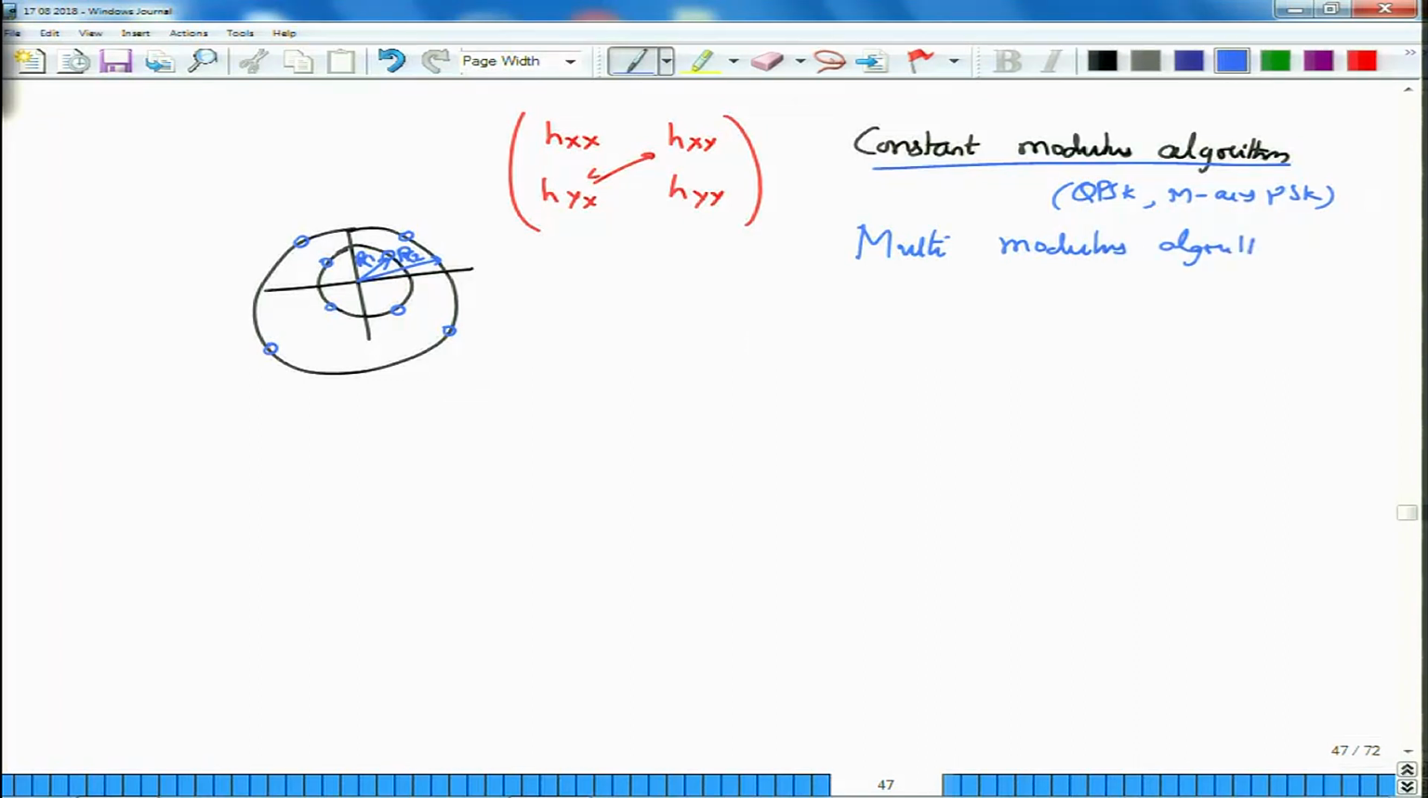This multi-modulus algorithm can be used in order to make this matrix look like an identity matrix, which is a 2 cross 2 identity matrix. So that's all you are actually going to do.